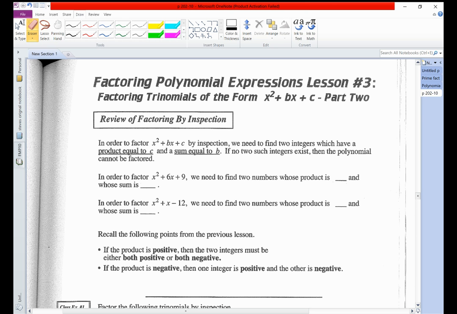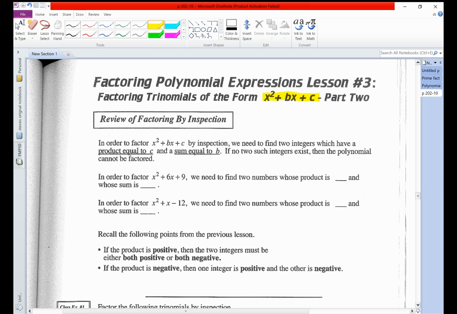So in lesson 2 we looked at factoring trinomials in the form x squared plus bx plus c. And we are just going to expand on that a little bit today and look at a couple of special cases where you need to use a little bit of a trick, but it's the same process. So hopefully it doesn't seem too different. So we're just going to do a quick review.